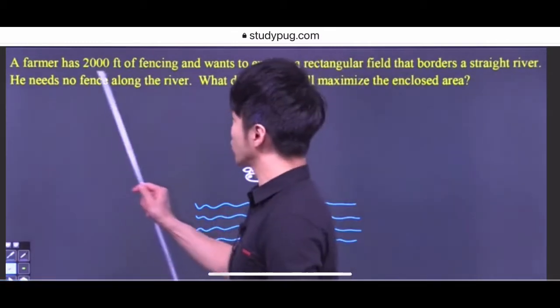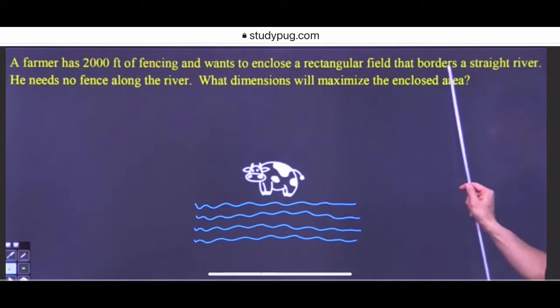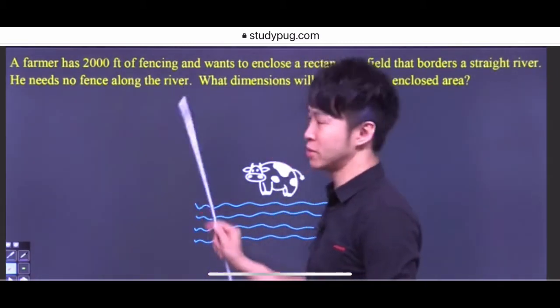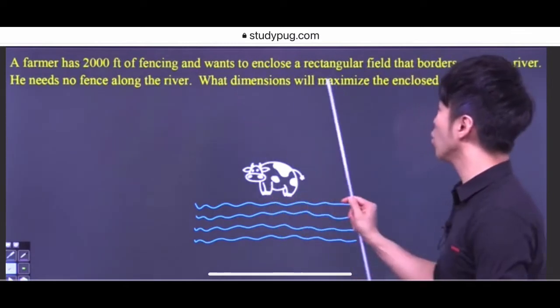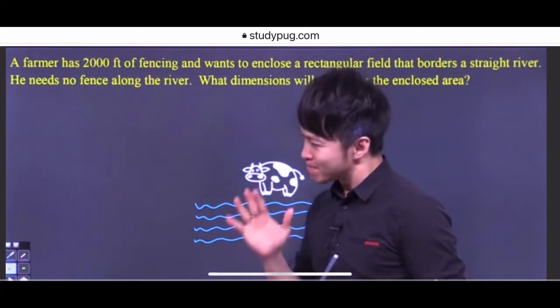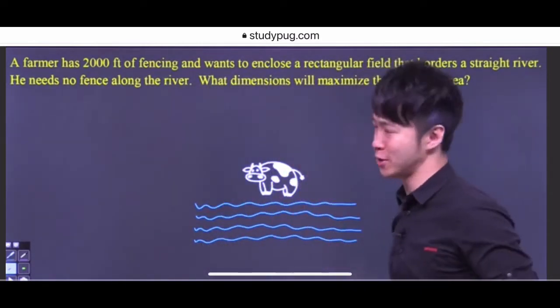A farmer has 2,000 feet of fencing and wants to enclose a rectangular field that borders a straight river. He needs no fence along the river. What dimensions will maximize the enclosed area? Lesson on application of differentiation. So first, let's try to get a visual interpretation for the question here.